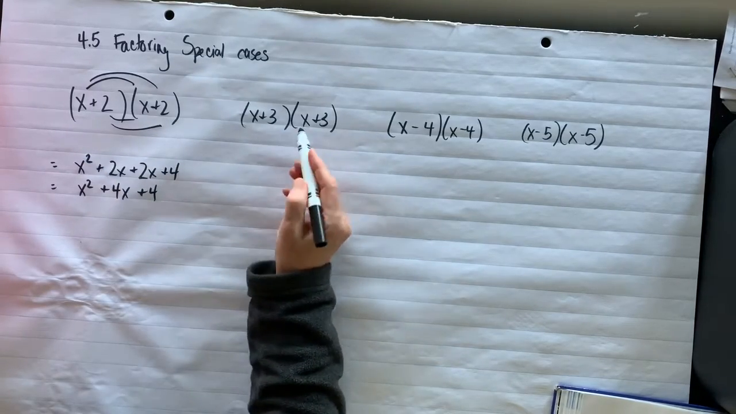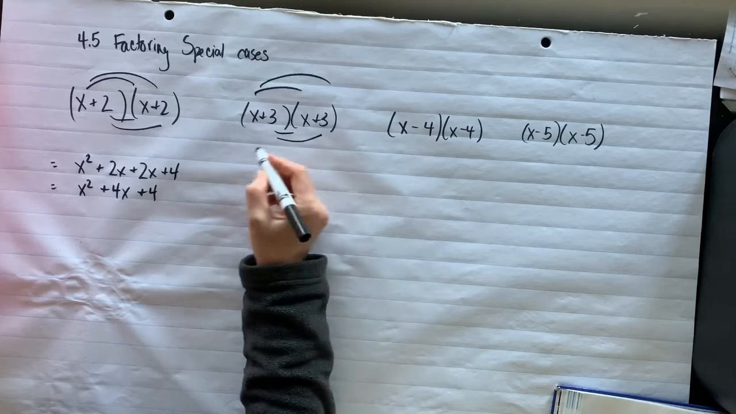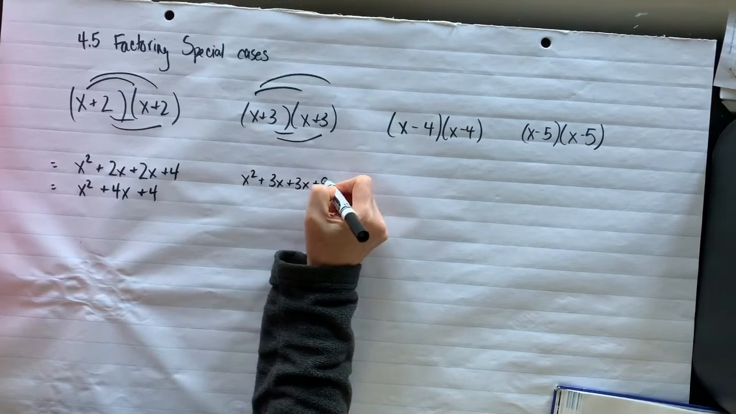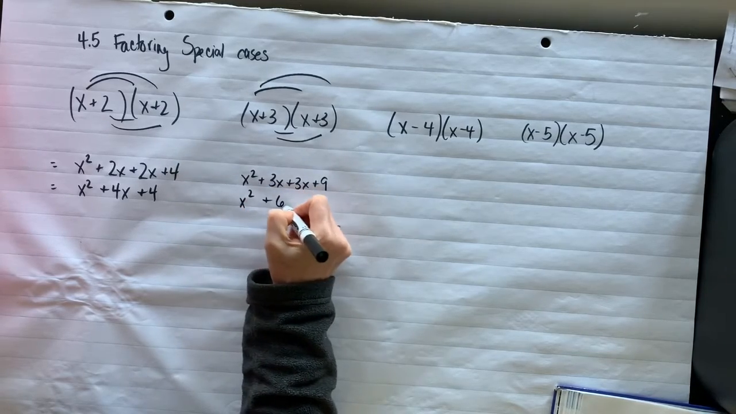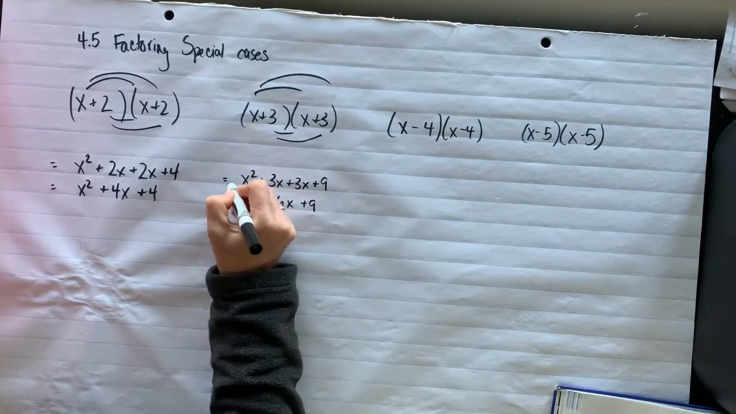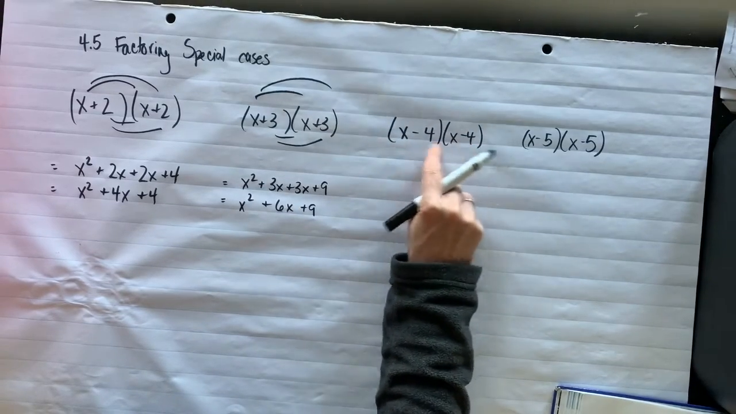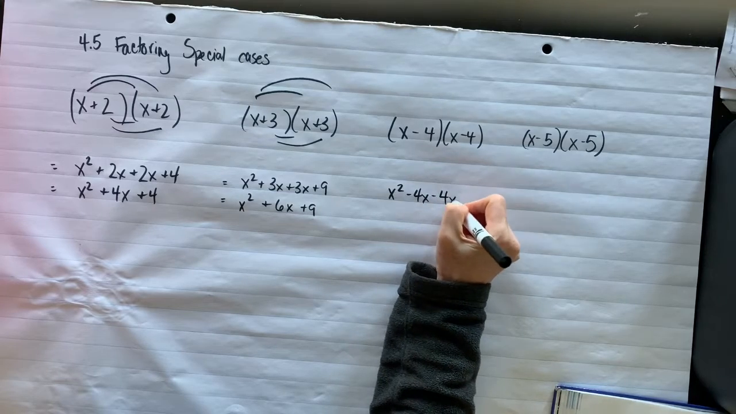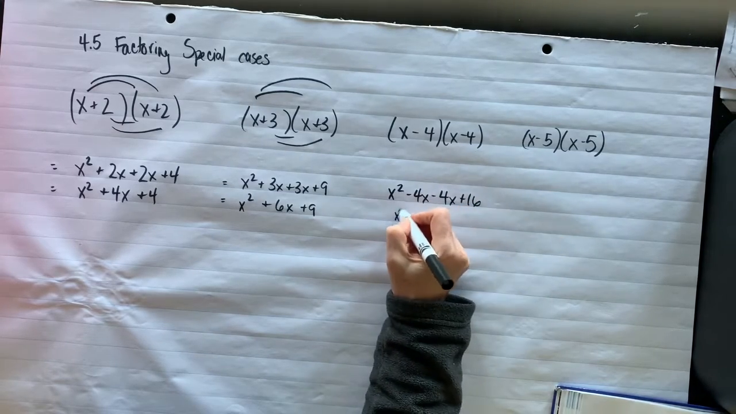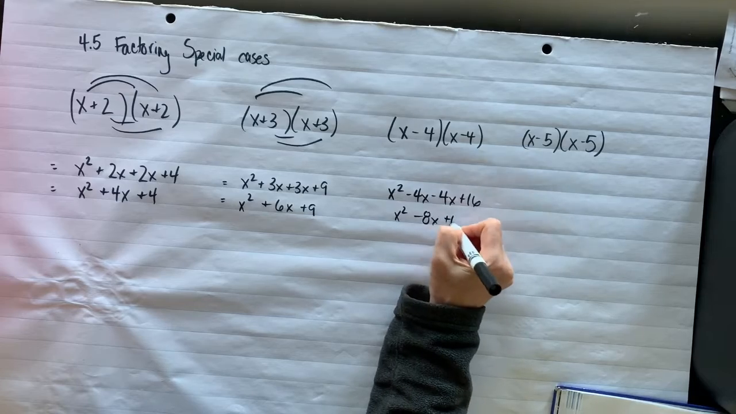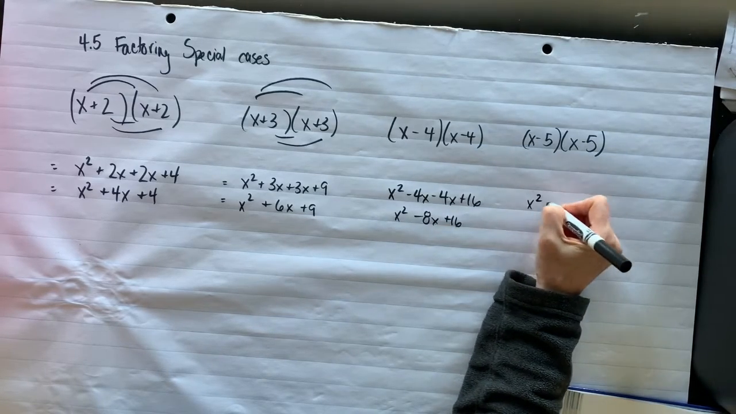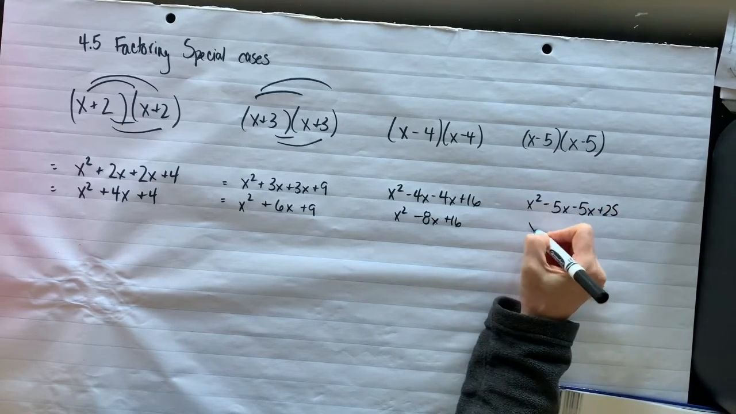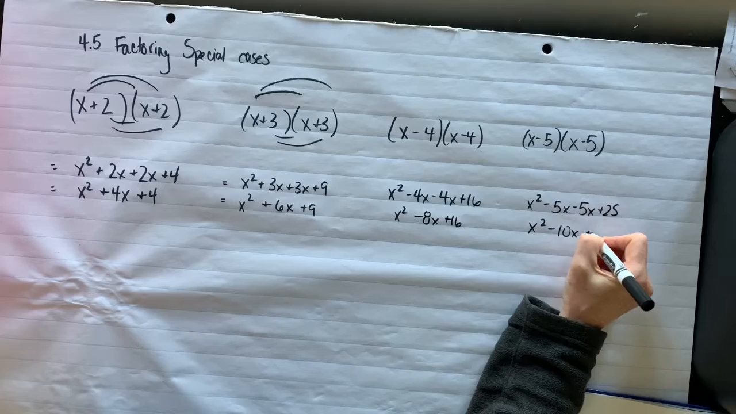Okay, same thing here, FOIL, first, outside, inside, last, x squared plus 3x plus 3x plus 9, which equals x squared plus 6x plus 9. Here, the difference is I have negatives, so it's going to be x squared minus 4x minus 4x plus 16. So it's going to be x squared minus 8x plus 16. And this is going to be x squared minus 5x minus 5x plus 25. So that's going to equal x squared minus 10x plus 25.